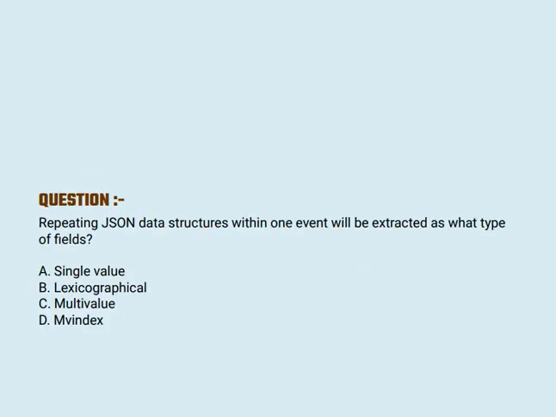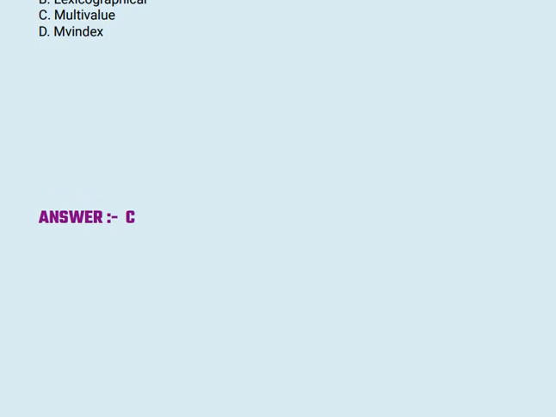Next question is, repeating JSON data structures within one event will be extracted as what type of fields? Option A, single value. Option B, lexicographical. Option C, multivalue. And option D, mv-index. The correct answer is option C.